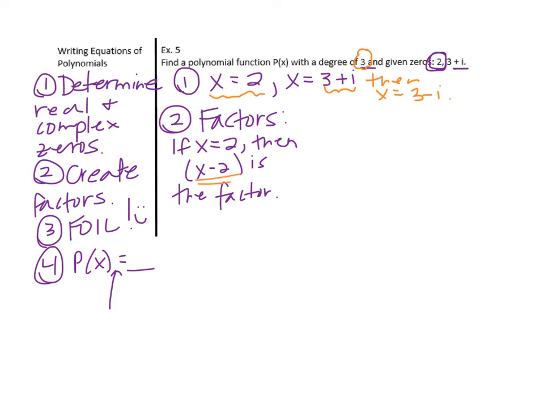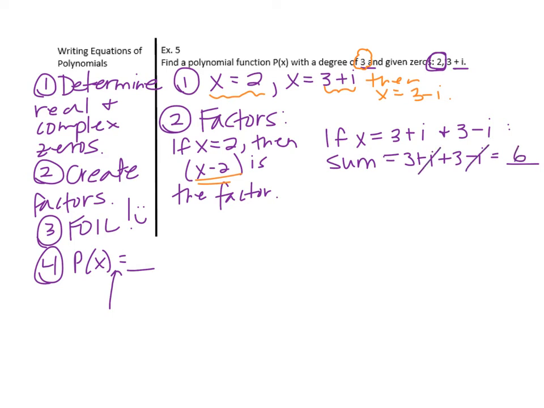So x minus 2. For the 3 plus i and the 3 minus i, we're going to do the sum and product rule. It'll eliminate the i's really quickly. All right. Okay, so if x equals 3 plus i and 3 minus i, we'll find their sum by adding them together. 3 plus 3 is 6. The i's cancel, and that leaves the sum of 6.